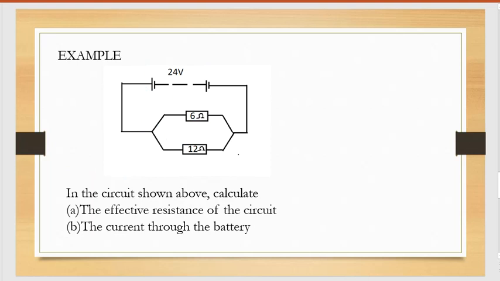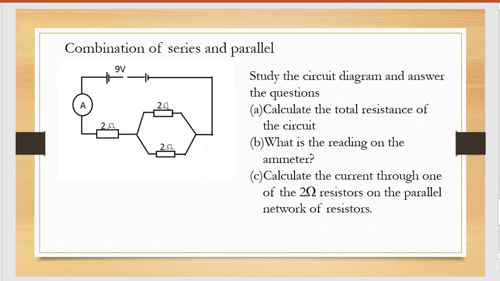Now let us look at an idea of combining the two, series and parallel. So let us look at this example, a combination of series and parallel. Study the circuit diagram and answer the questions. We have a 9 volts battery, connected to an ammeter in series. And then there is this 2 ohm resistor, and then there are these two 2 ohm resistors.